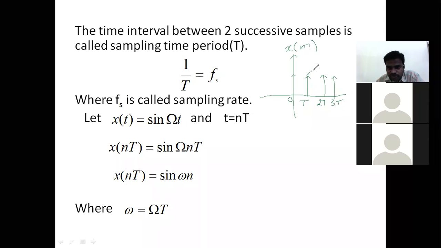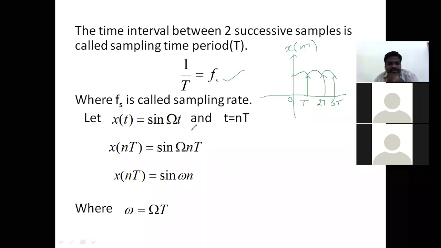Successive means this one or this one, this one or this one. Whatever the two samples, two successive samples may be, you consider the time interval between those two successive samples equal to capital T. That is the sampling time period. If you take the reciprocal of the sample time period, you get the sample frequency, which is called the sampling rate. So Fs is the sampling frequency or sample rate.